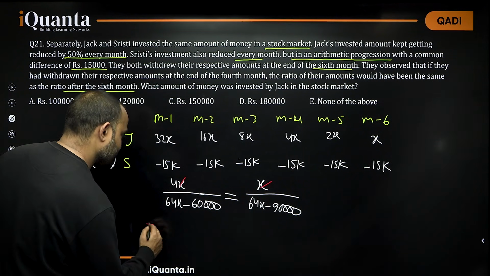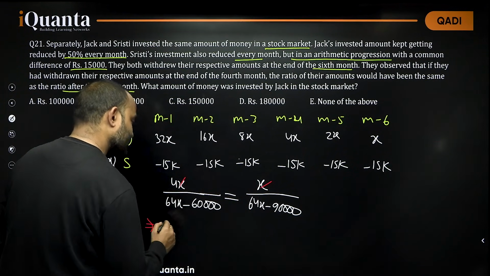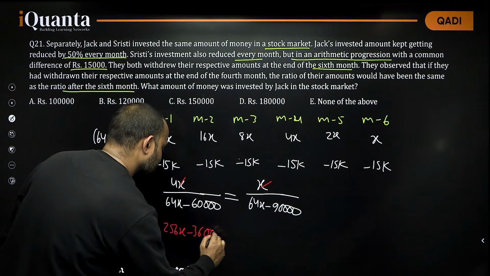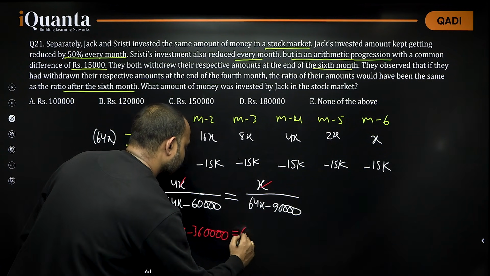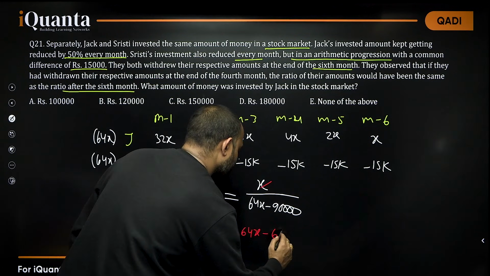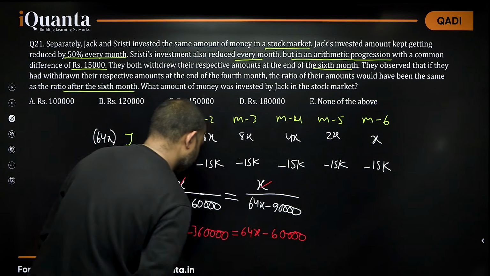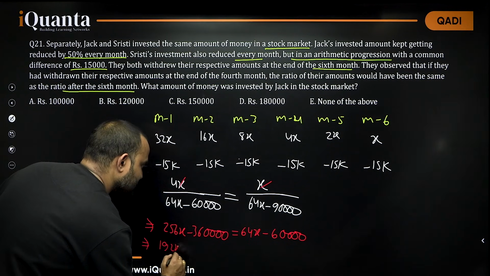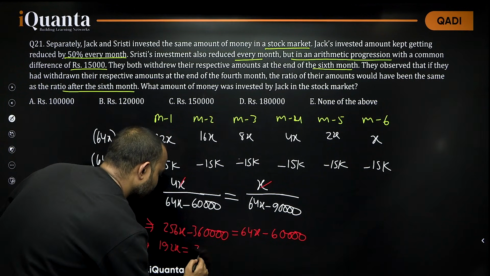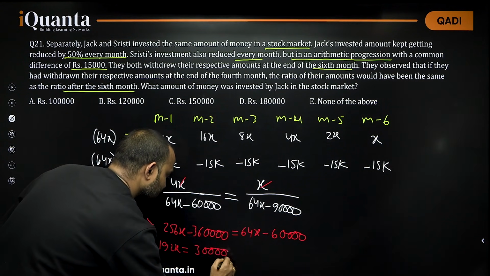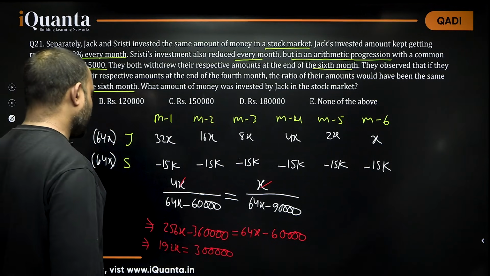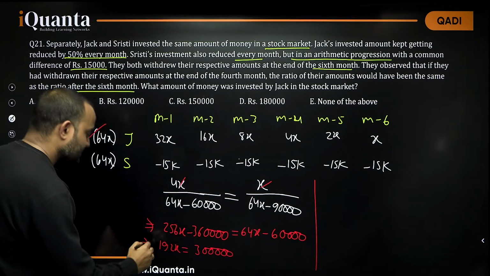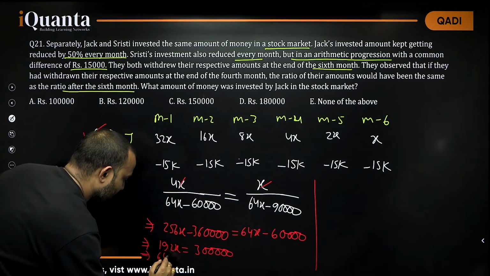What we can say here, so multiply this, 256X minus 3,60,000 is equal to 64X minus 60,000, or 192X is equal to, this will be 3 lakhs, right? What we need to find is 64X, right? Which is nothing but exactly 1/3 of this.